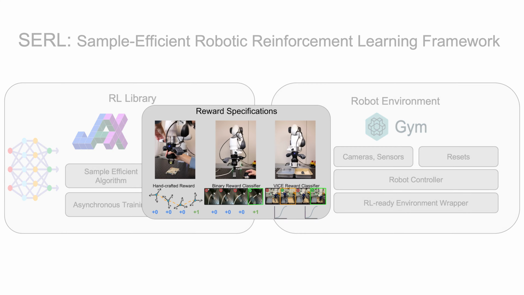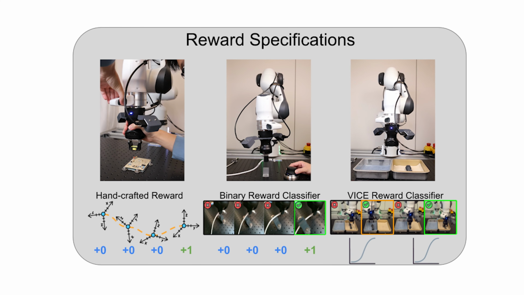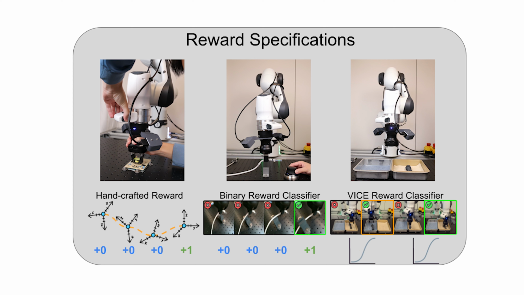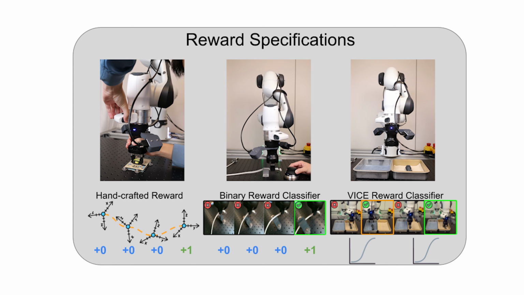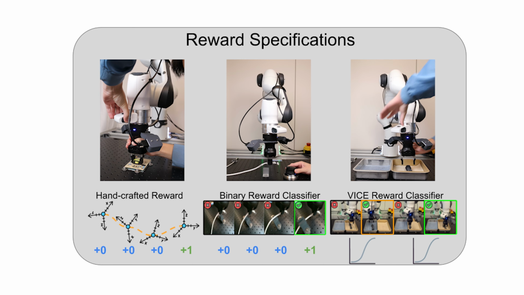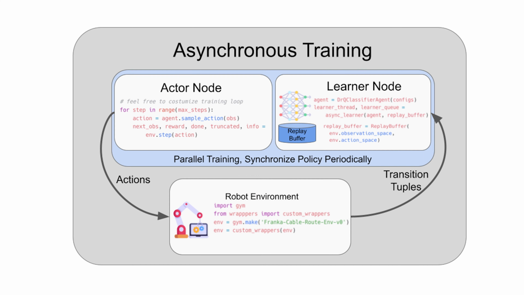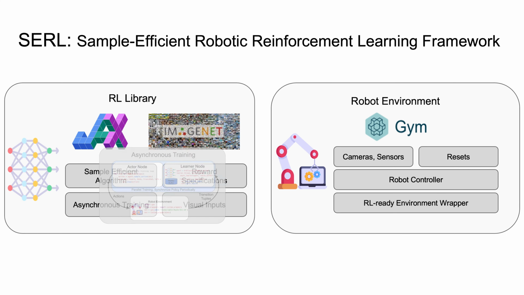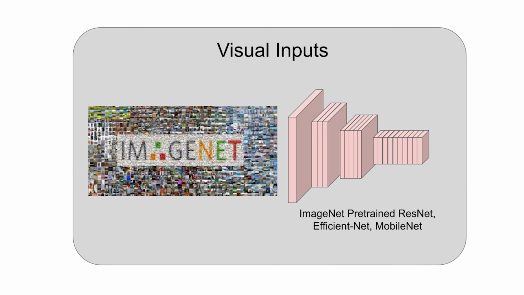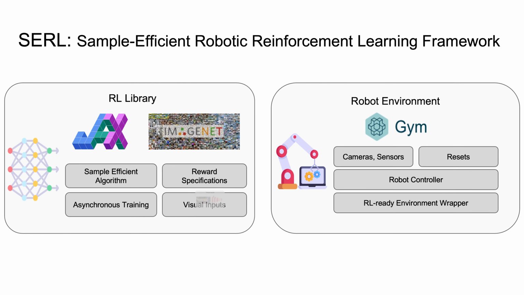We also include an arsenal of reward specification methods, including handcrafted rewards from ground truth state information, binary classifier rewards from positive and negative images, and VICE reward classifier that learns a reward function during RL training. To speed up training in wall-clock time, SERL also supports asynchronous training and inference, where the actor and the learner act in parallel. To better handle image observations, SERL provides the ability to load and use visual encoders with ImageNet pre-trained weights. Aside from all the features provided, SERL is designed to be easily extendable for any new ideas from the users.